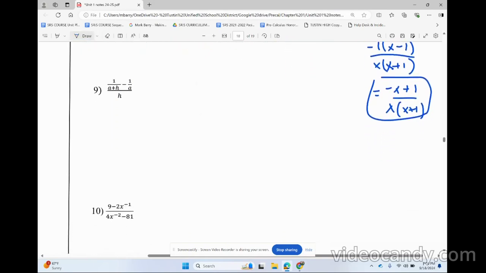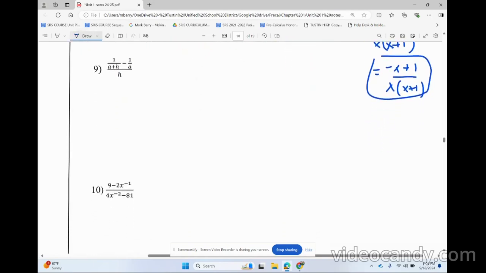All right, next up, number 9. So for this one, again, I would do the subtraction in the numerator. So I would multiply this one by a plus h to get that common denominator. Multiply this one by a.